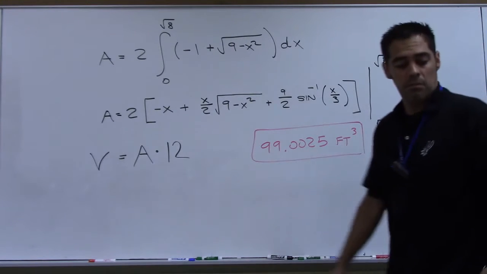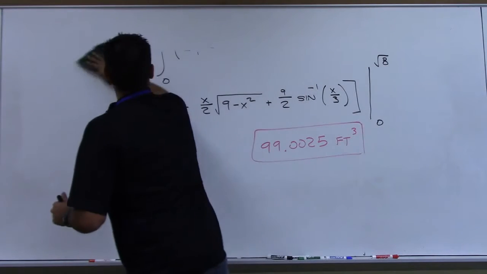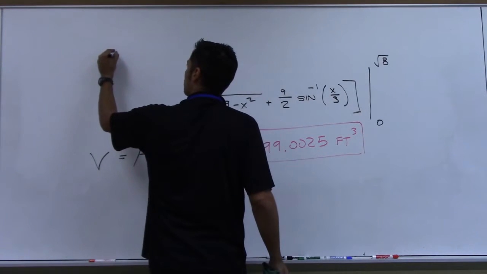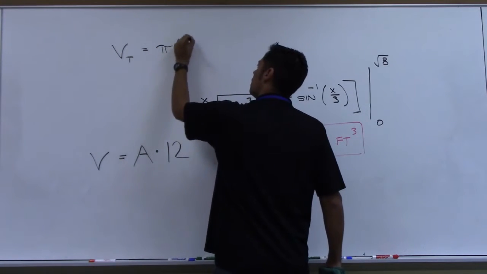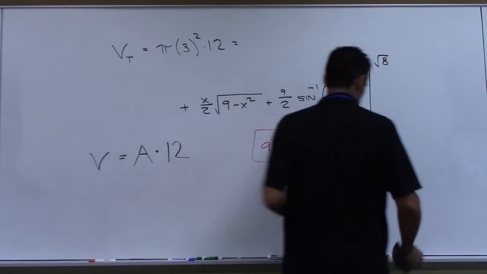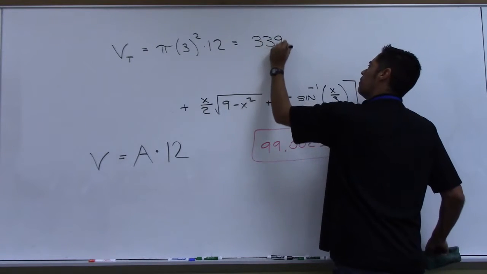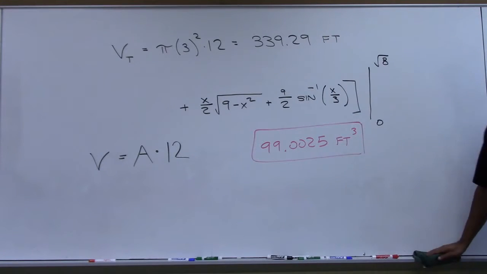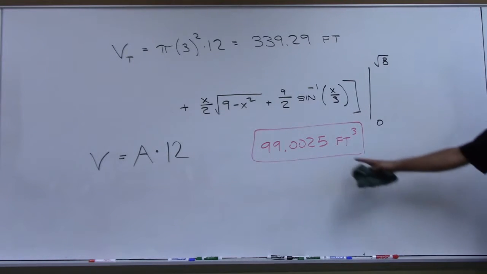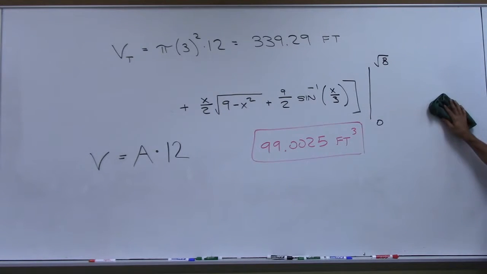What's the volume of the container? What's the volume of the actual gas tank? It's 339. So the volume of the tank, I'm going to say V of t for the tank, would be pi times the radius squared times 12, which is 339.29. That's the volume of the tank itself. What percentage of the tank is full? So take this number and divide it by that number. What would you get?